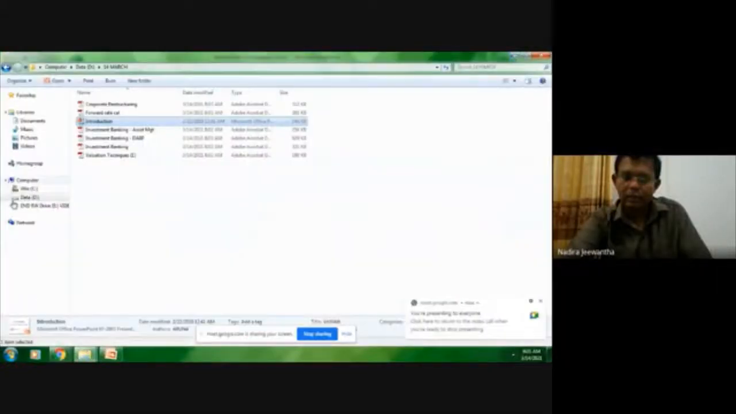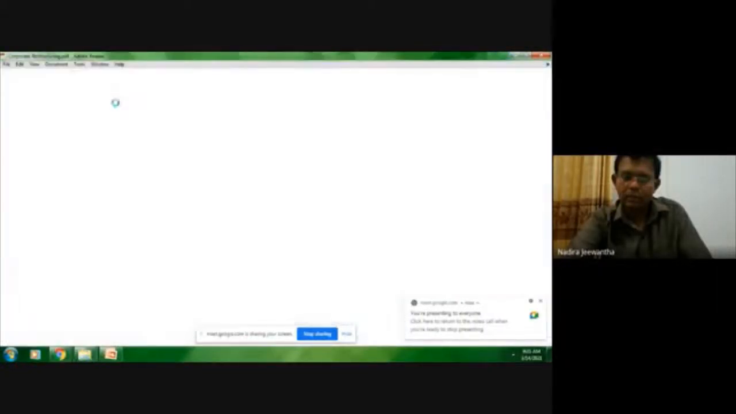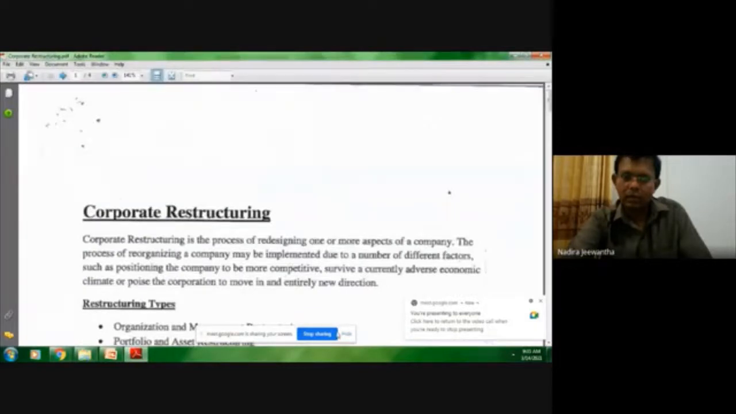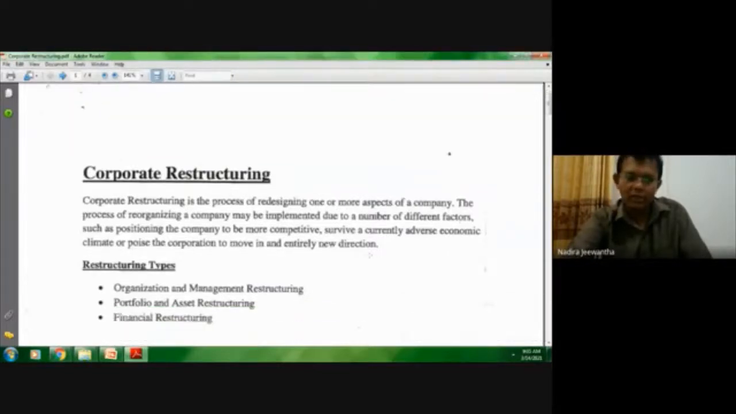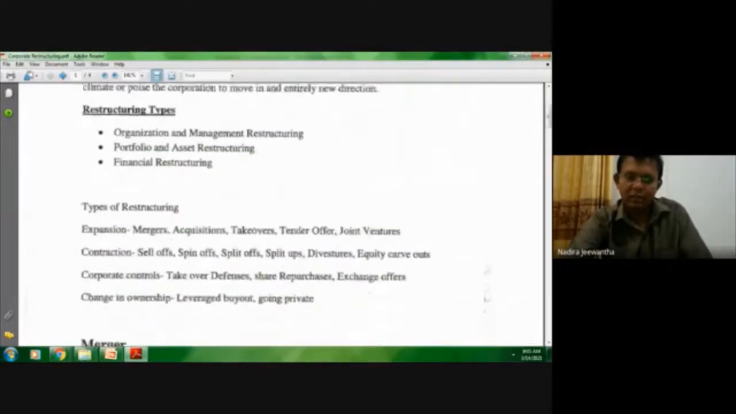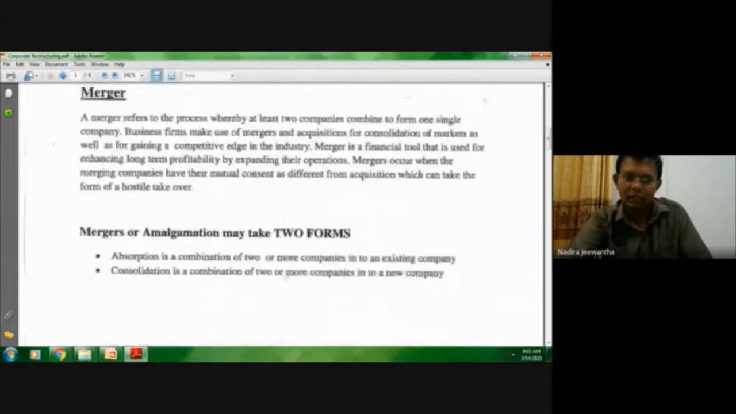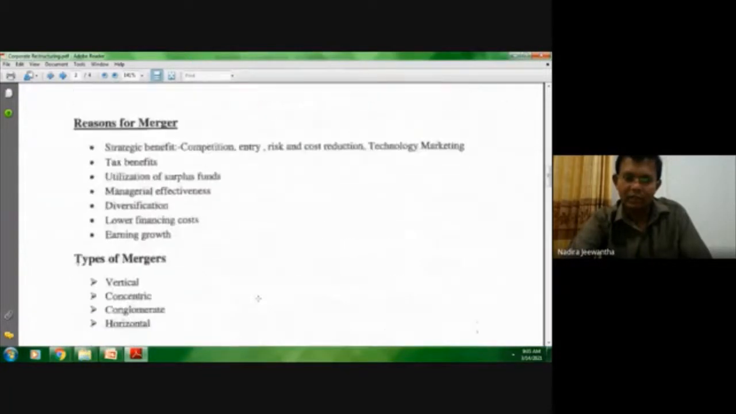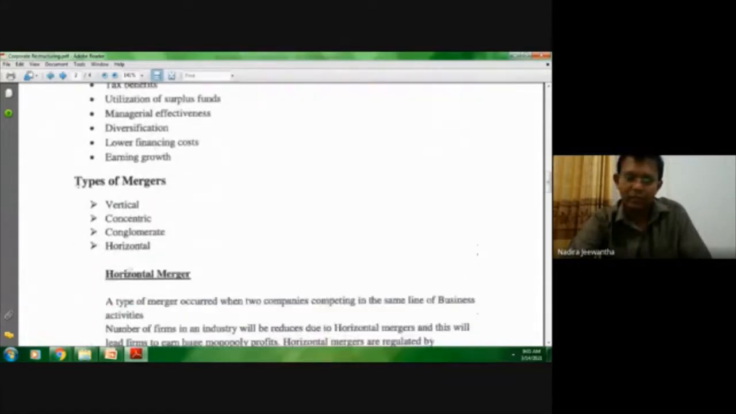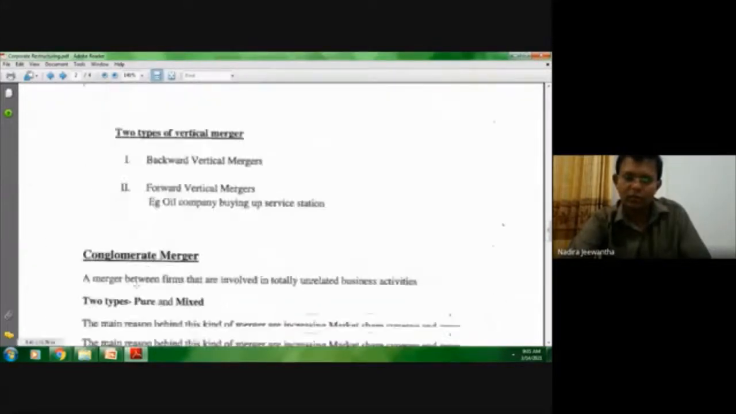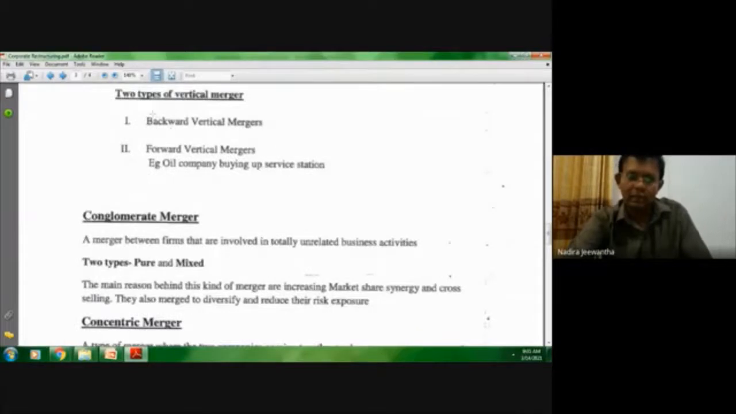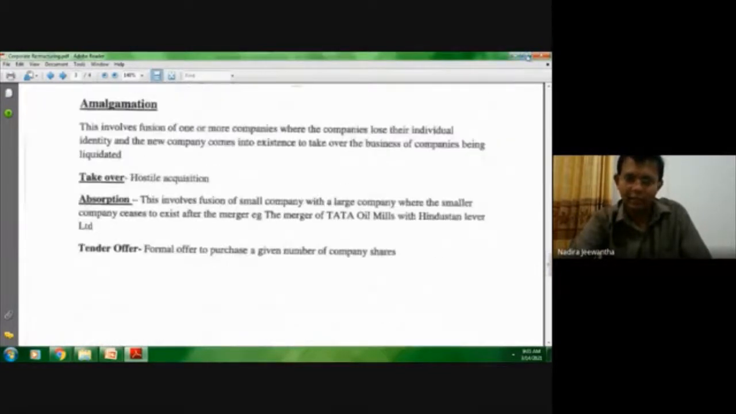I have uploaded some notes for you all for further reading: corporate restructuring types and all those things. Just go through merger and acquisition. Everything is here. Reasons for merger, I have taken these things. Now these are the types of mergers: horizontal, and vertical, with two types of vertical, backward and forward integration as well, right?